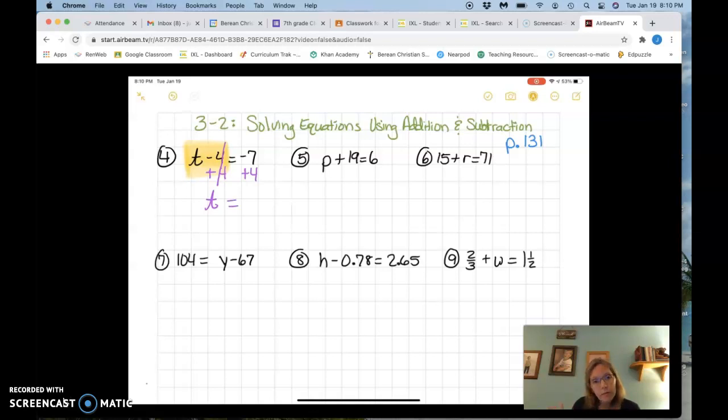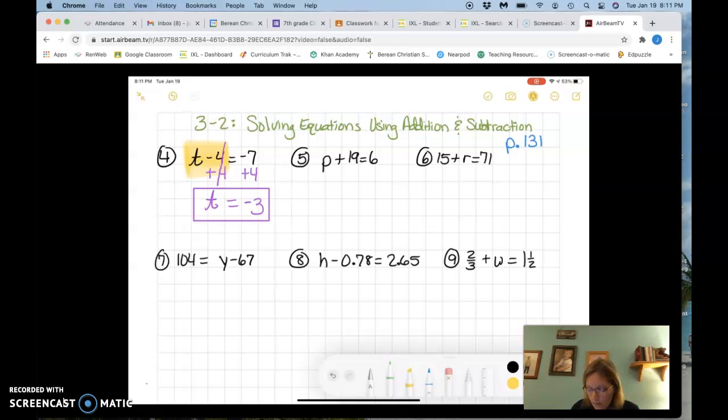And then on the other side, I'm just going to add -7 plus 4. The signs are different, so I subtract. 7 minus 4 is 3, but the answer takes the sign of the bigger number, which is 7 and negative. So t equals -3.